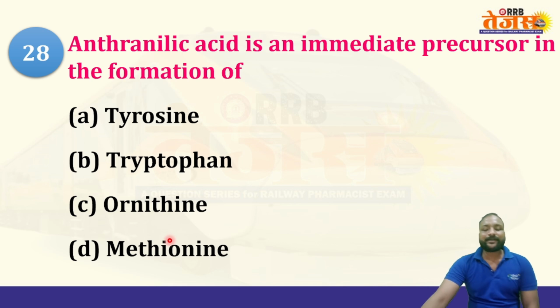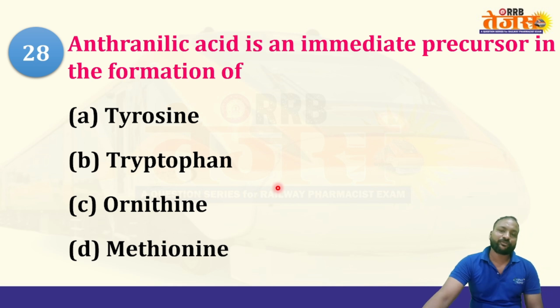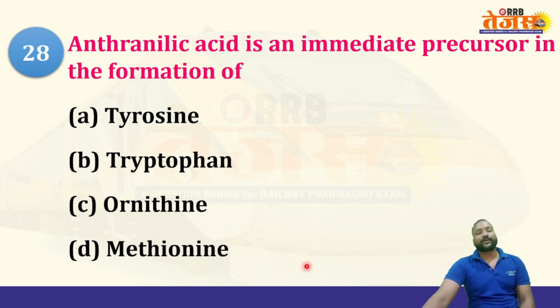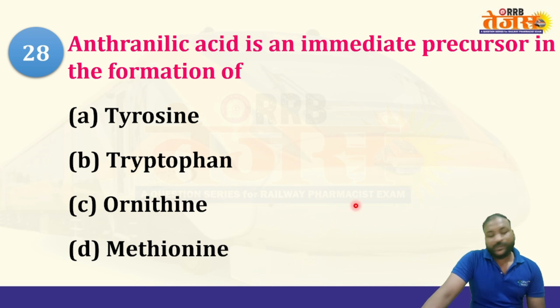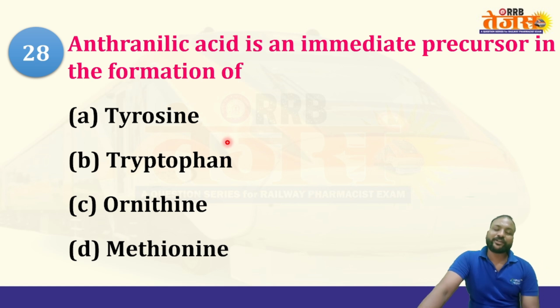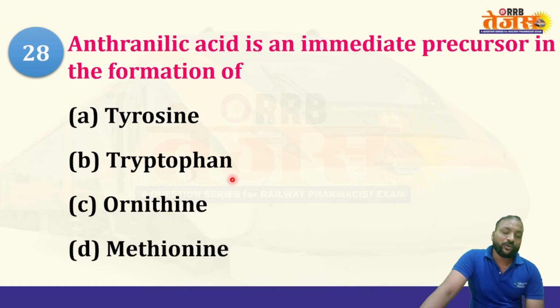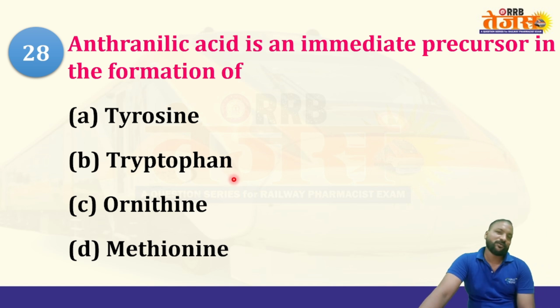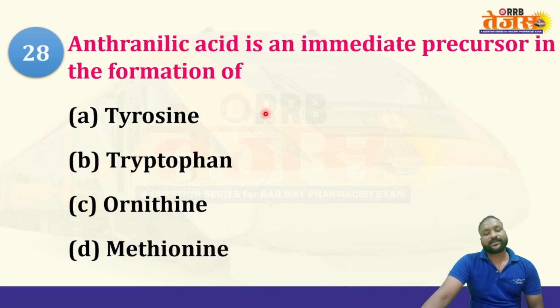Okay. Yes, 28th question from the series. Anthranilic acid is an intermediate precursor in the formation of tyrosine, tryptophan, ornithine, or methionine. So what is the right answer here? Yes, you need to post on the chat box. Just respond, post your answers so that we know you're watching. Okay, yes. So we'll see the right answer.